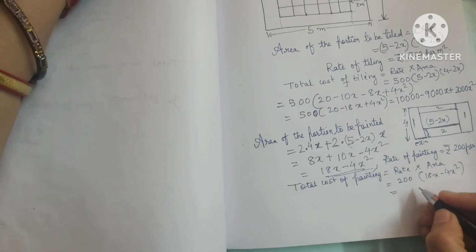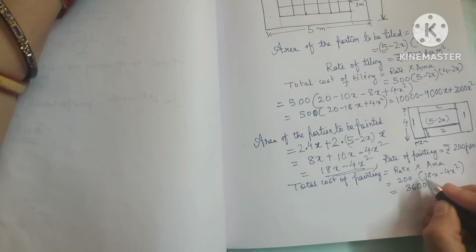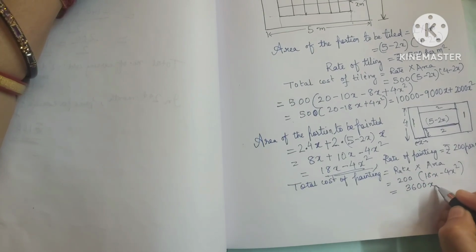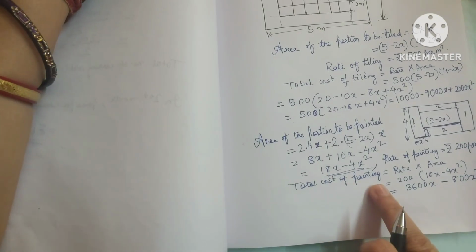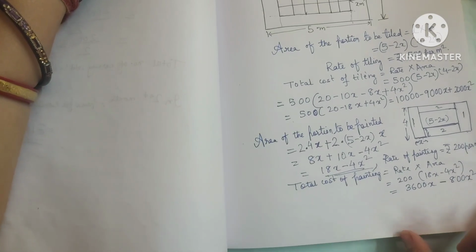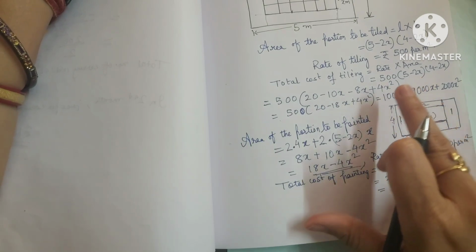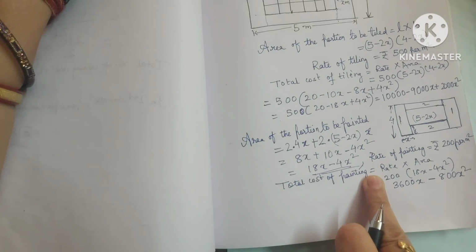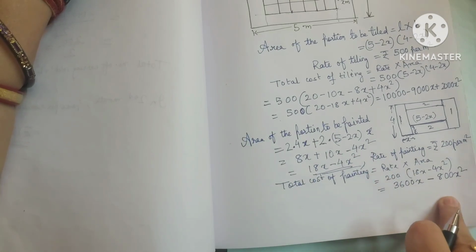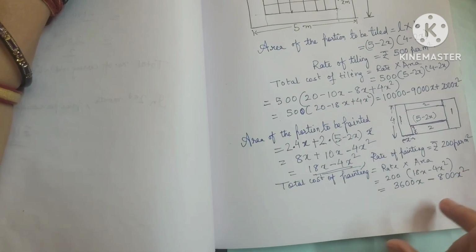So it will be 3600x. 18 into 2 is 36. Then 3600x minus 800x square. This will be the total cost of painting this boundary wall, right? Now if I add this value with the total cost of tiling plus total cost of painting, if I add these two together, then I will get the total cost which has been given. Estimate is rupees 5,800. So I can add this up and equate it with 5,800.